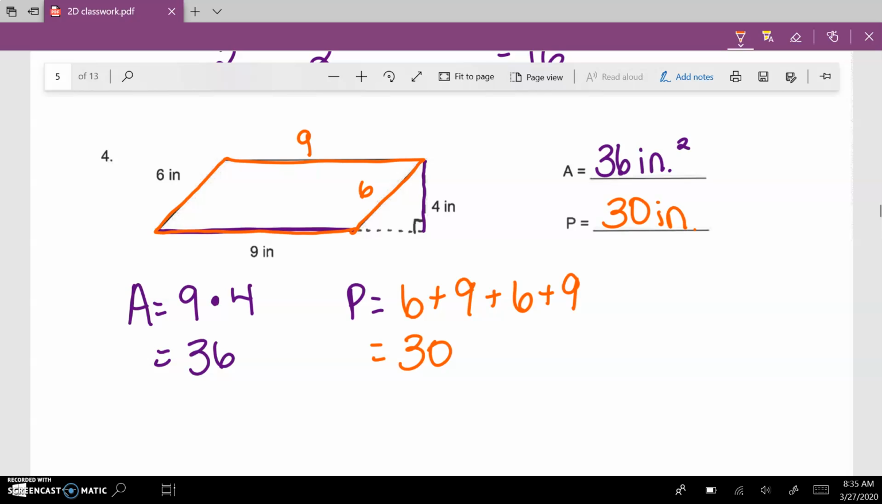Okay, a lot of you are going to want to add in that 4. It doesn't count. That's just the height. We don't have 5 sides to this shape.